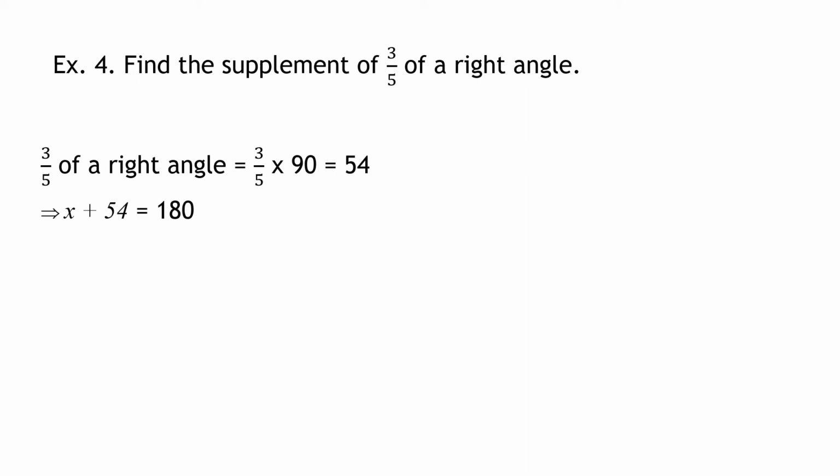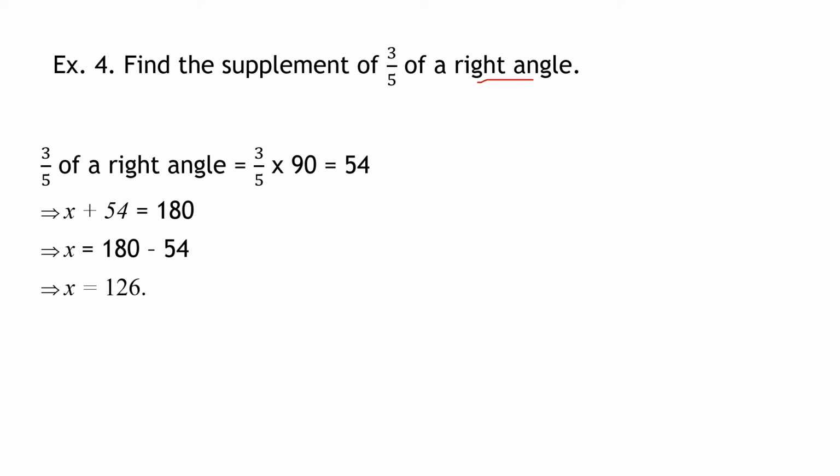So the supplement should be what? Yes, let the required angle be x. So x plus 54 should give us 180. So we have x equal to 180 minus 54, and that gives us x equal to 126 degree. So the supplement of 3/5 of a right angle is 126 degree. So in this sum you should know the definition of right angle. It is an angle whose measure is 90 degree. Once you know the definitions correctly, then you can easily do these sums.